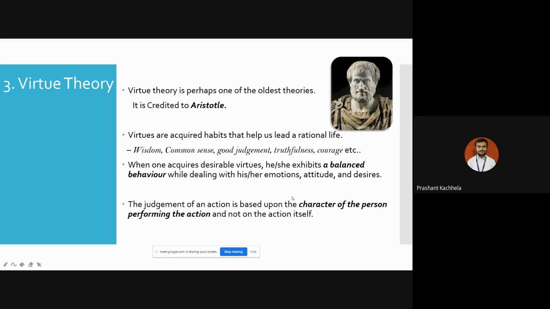Here it is actually focusing on the character of the person performing the action, and not on the action itself. So here it is suggesting that one should focus on what kind of character a person is building. And mind you, this is about good character only, not about bad character. Right. So this is the main message.